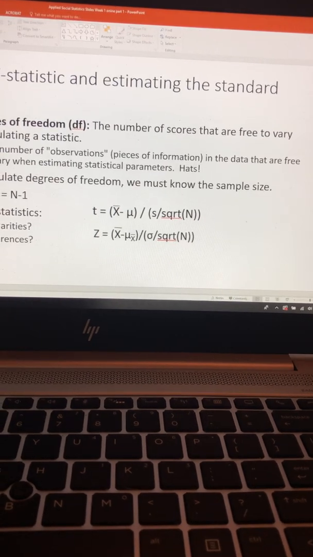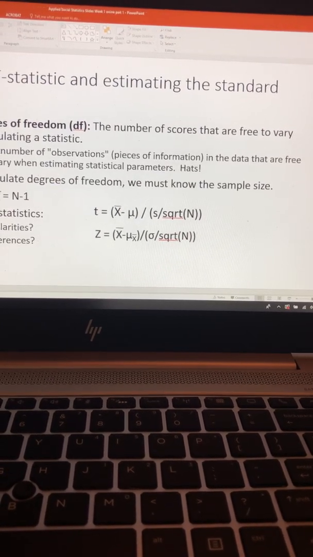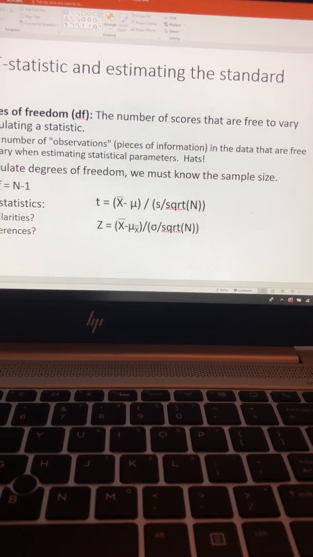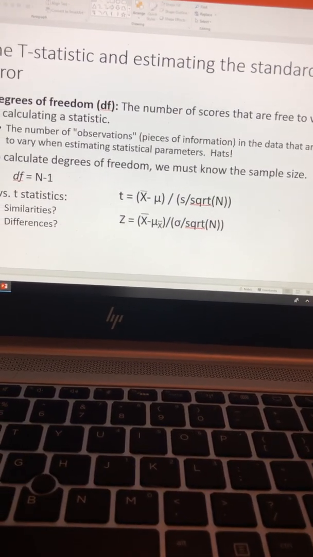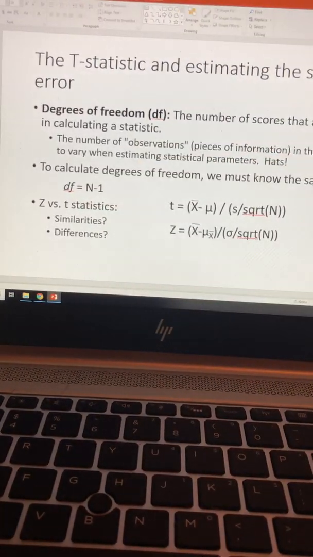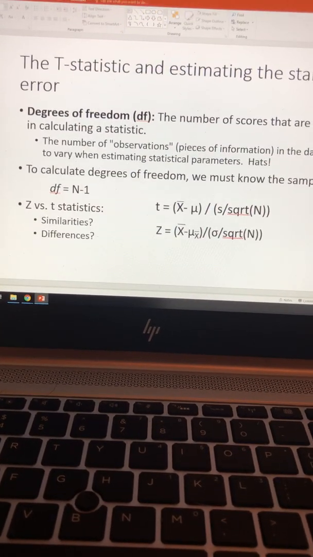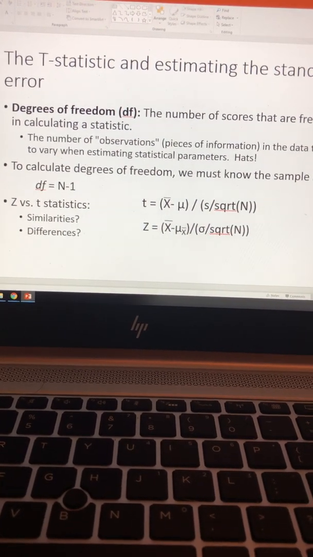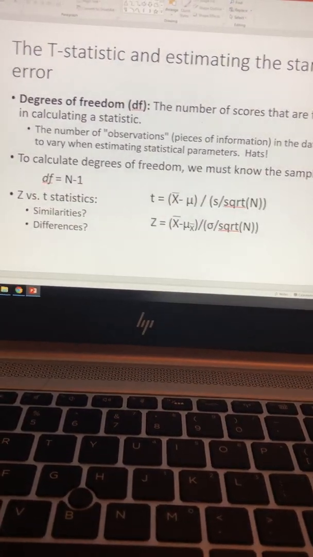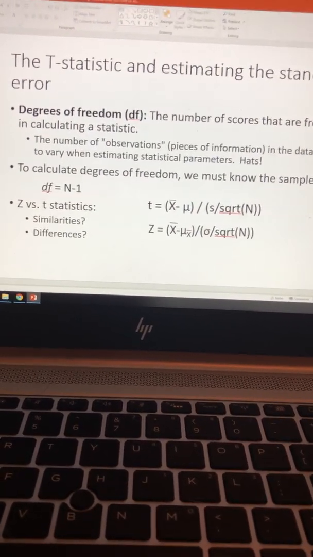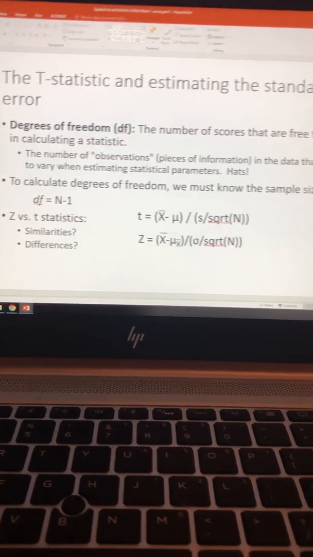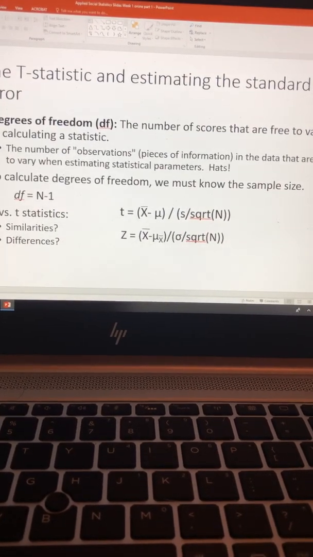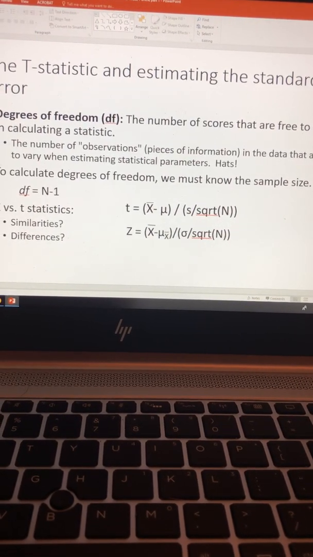So it's basically, think of the number of observations in the data that are free to vary when estimating the statistical parameters. The calculation's easy. It's just n minus 1. So if you have a sample of 50, your degrees of freedom would be 49. And if you had a sample of 100, your degrees of freedom would be 99. The way I like to think about it is, if it's n minus 1, what does it mean that the scores are free to vary?